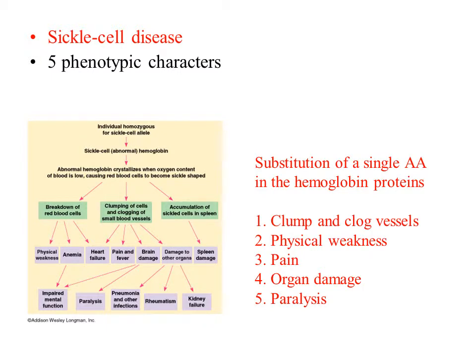Five phenotypical characteristics have been observed in individuals with this mutation of the sickle cell gene. Number 1, clumped and clogged vessels. Number 2, physical weakness. Number 3, pain. Number 4, organ damage. And number 5, paralysis.